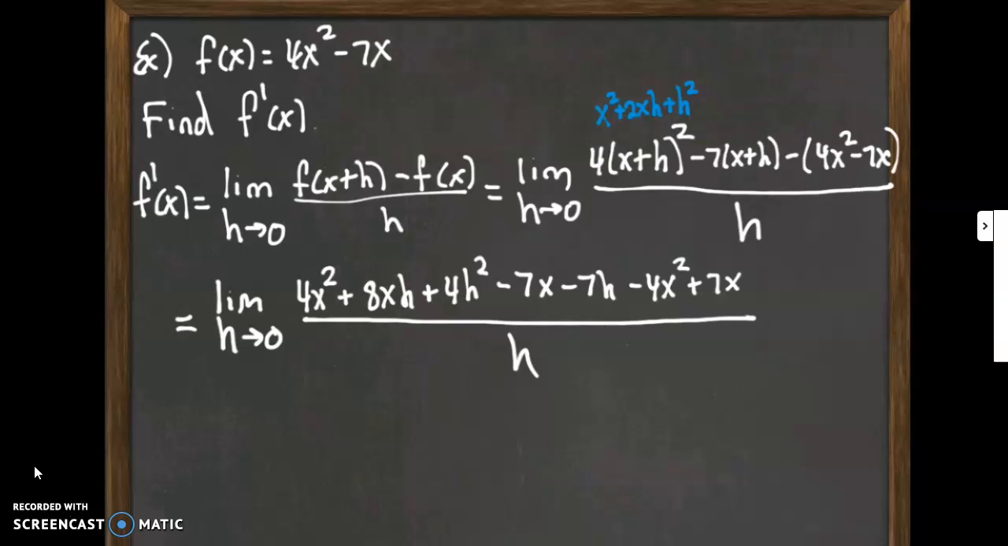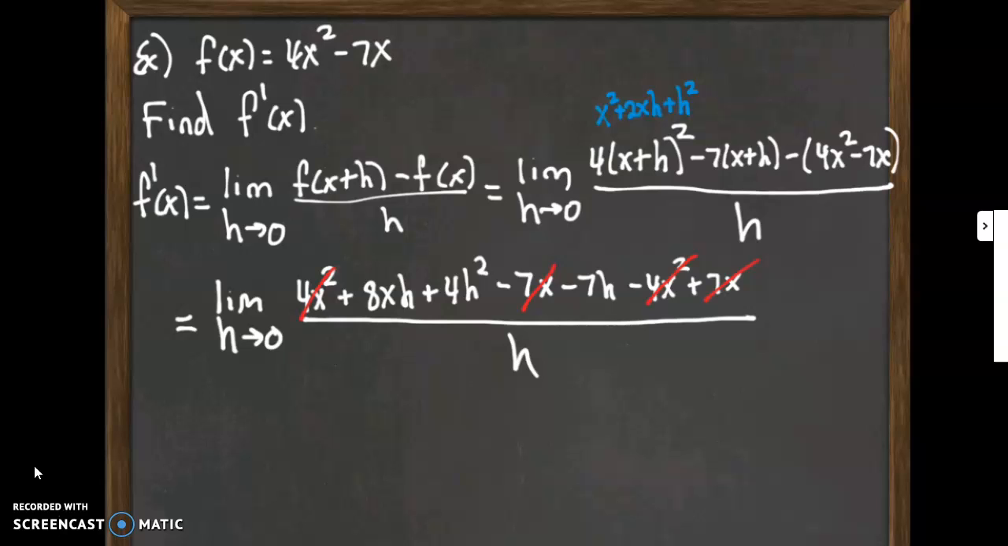So take a deep breath. Maybe pause for a minute and collect ourselves. That's a whole lot there. Fortunately, a bunch of stuff disappears now. Right? The 4x squareds go away. The 7x's go away.